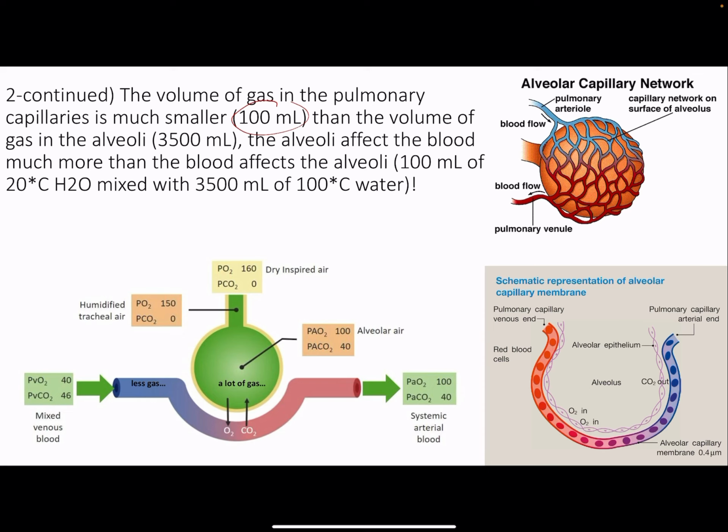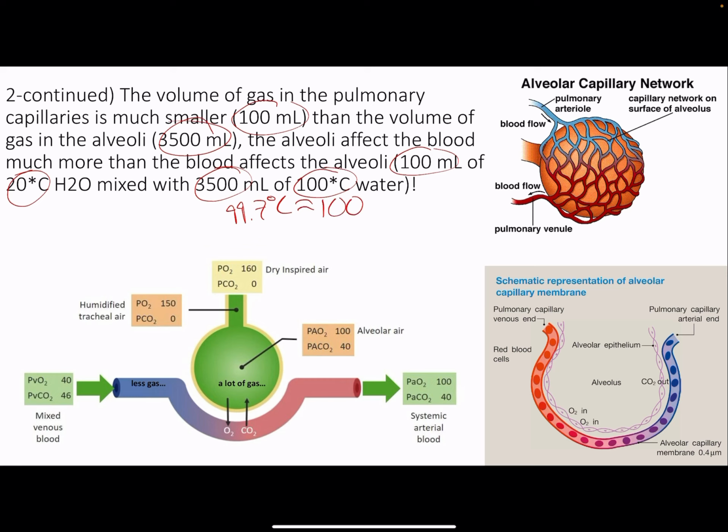Or at least, if you take a snapshot in time, the volume of capillary that's wrapped around an alveolus is about 100 milliliters, while the alveolus itself has about 3.5 liters of gas. So it's like a drop in the ocean, right? It would be like dropping 100 milliliters of 20-degree water into 3.5 liters of 100-degree water, and then being surprised when the final solution is like 99.7-degree water, which we can more or less just call 100.